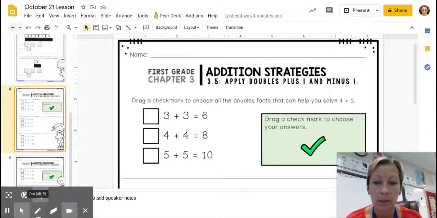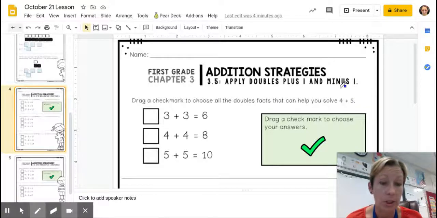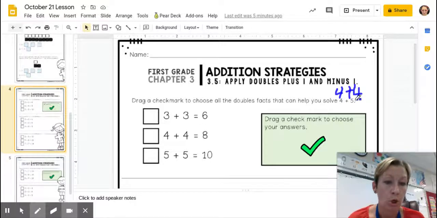All right, so let's look at it first. To solve 4 plus 5, I could do 4 plus 4, right? Because I could double that first number and then add 1 more. Or I could double the second number, 5. So that would be 5 plus 5. And then I would have to take 1 away.